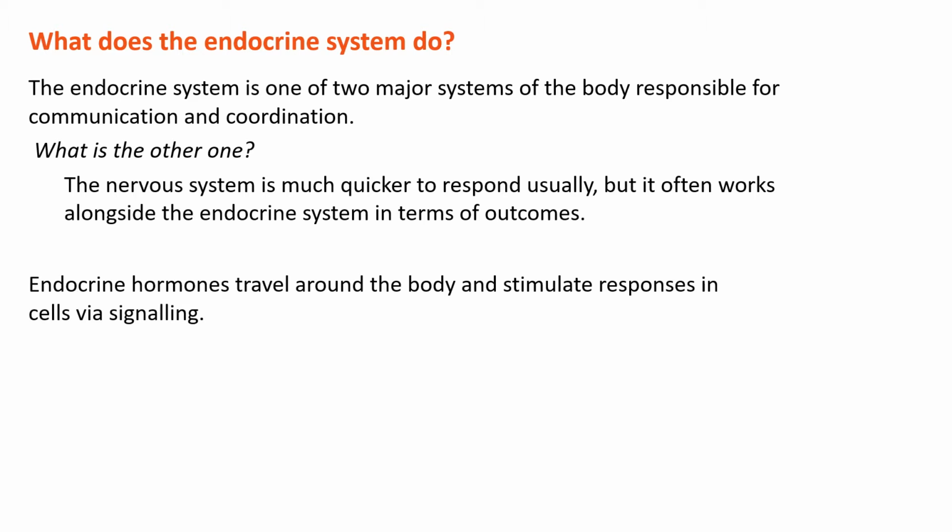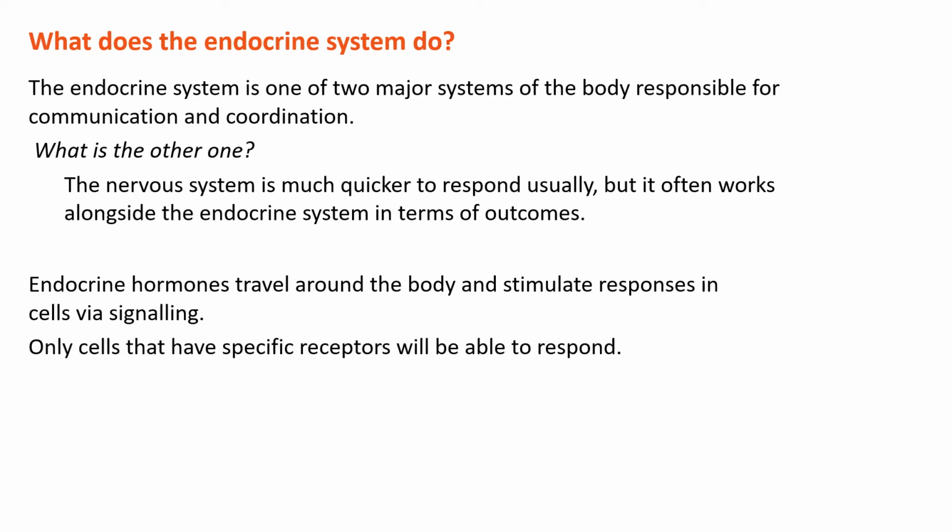As we said, endocrine hormones travel around the body and they stimulate responses in cells via signaling. Therefore, only cells that have specific receptors will be able to respond. So this hormone, because the obvious thing is it's circulating around, how does it know where to go? Well, it doesn't know where to go. If it finds a receptor to which it can bind, then it will bind. That receptor will be on a specific cell and it will have a specific outcome. I did warn you, specific is my favorite word.